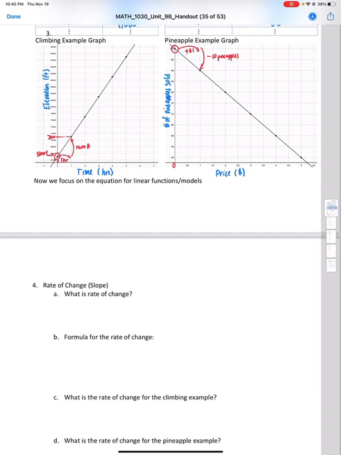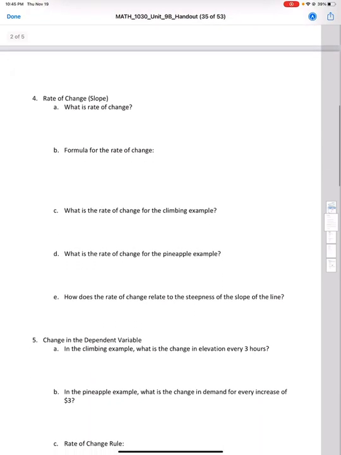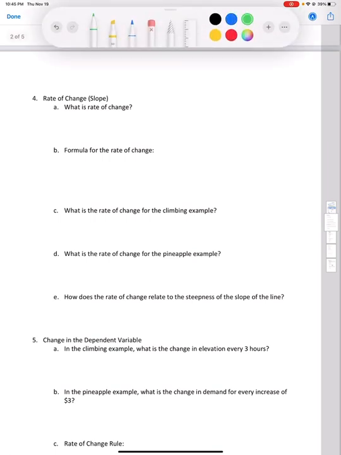One of the very important parts of a linear model is rate of change. So what is a rate of change? How much change is in the dependent variable is based on a change in the independent variable. Okay? So rate of change is the change between the variables because they co-vary. One changes and the other changes based off of that.